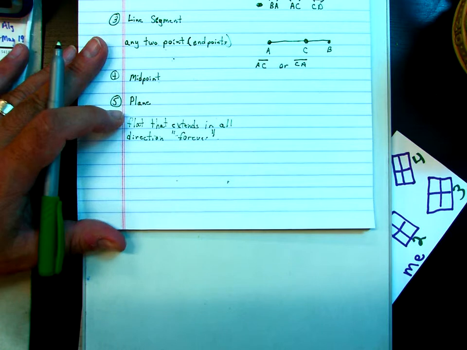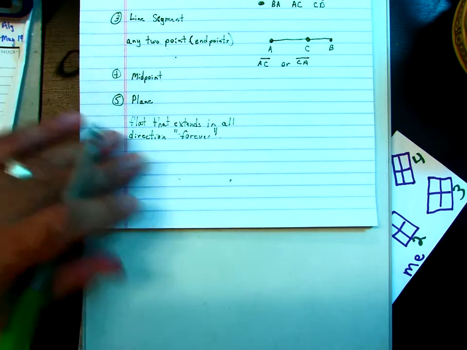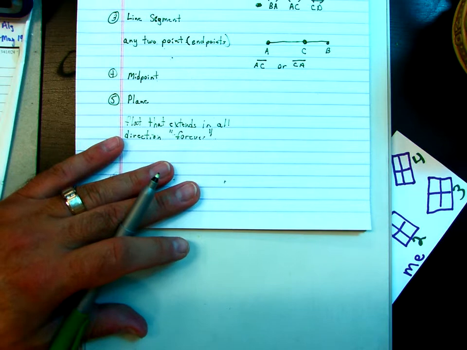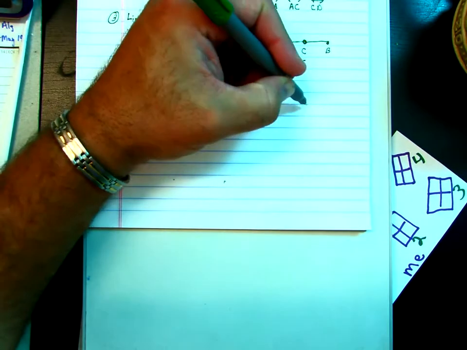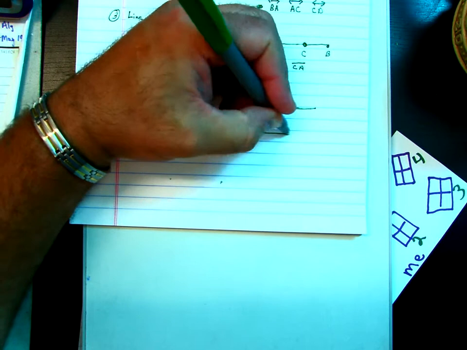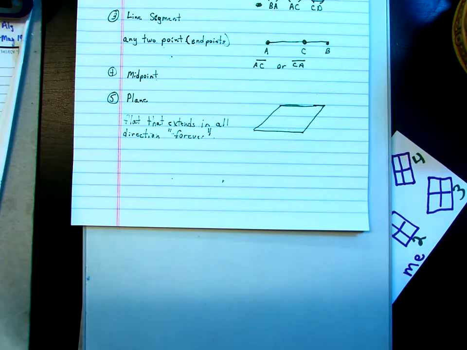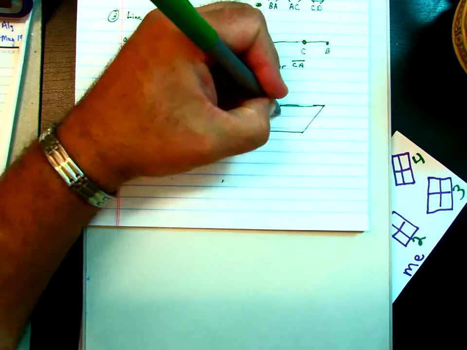This is theoretical, but it does go on forever. And what does a plane look like? Well, they usually draw an illustration that looks like this. They draw a flat surface and they put points.